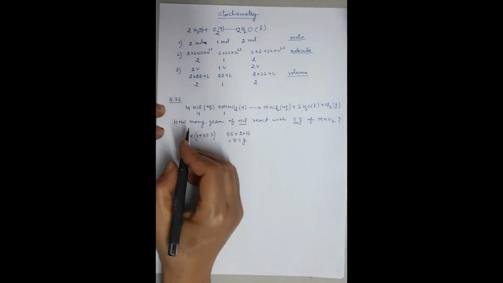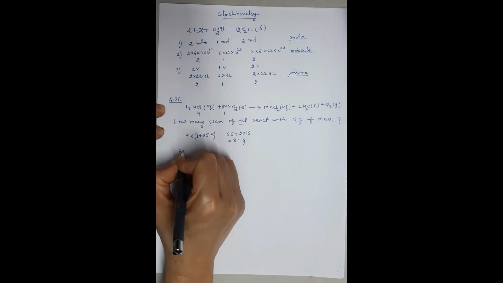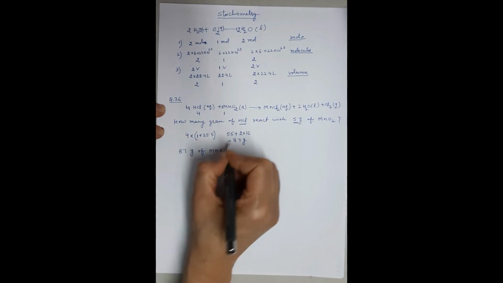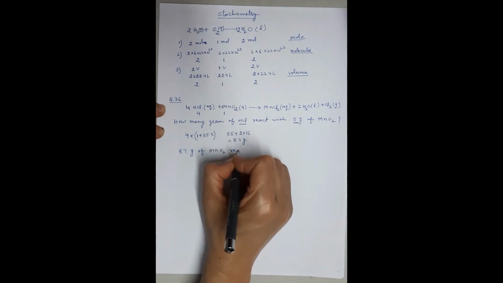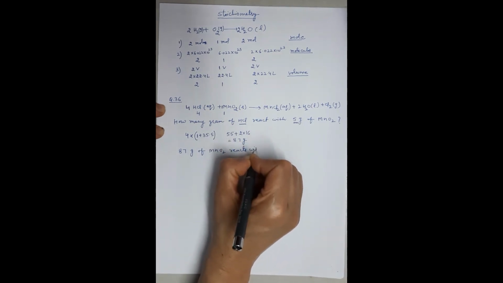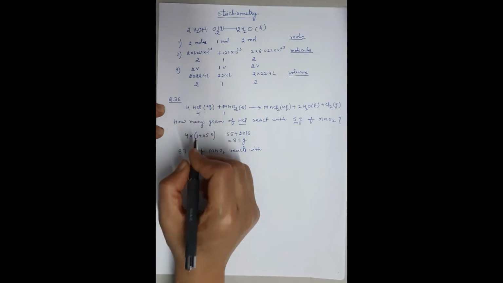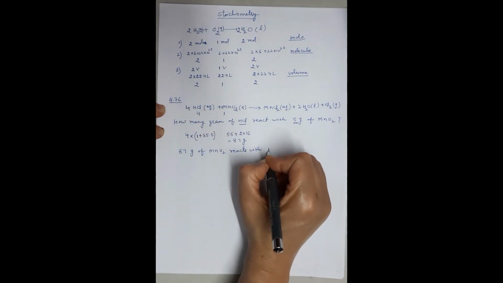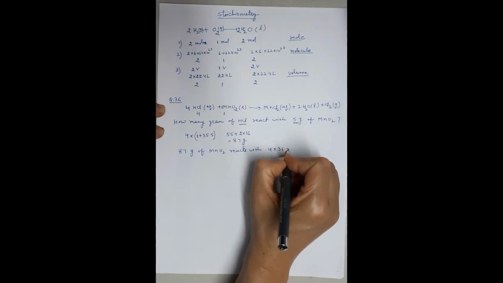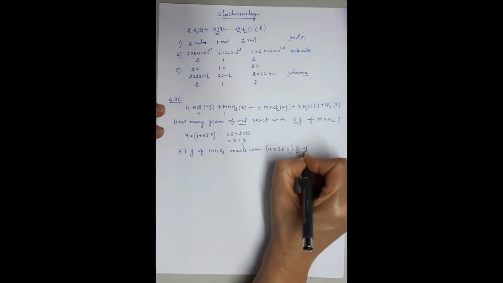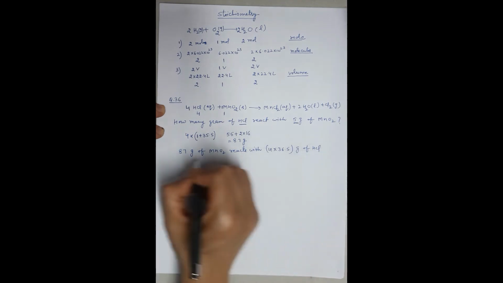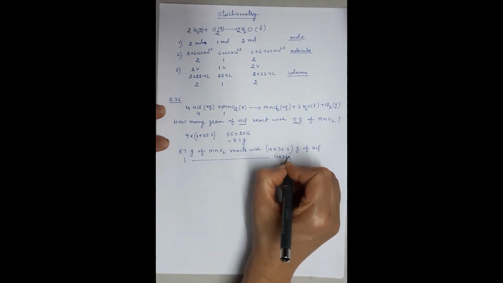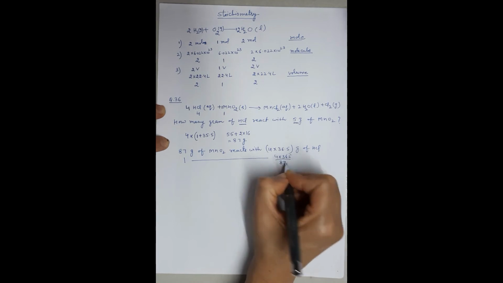According to this equation, 87 gram of MnO2, which is 1 mole, reacts with 4 moles of HCl. 4 moles of HCl reacts with 4 into 36.5 gram of HCl. So 1 gram of manganese dioxide reacts with 4 into 36.5 divided by 87.